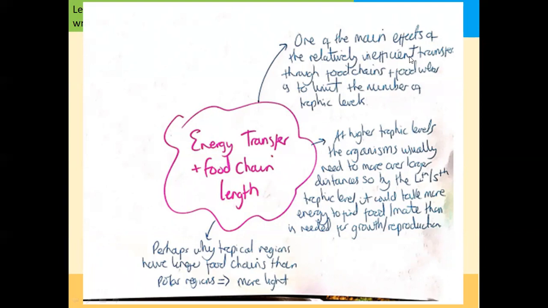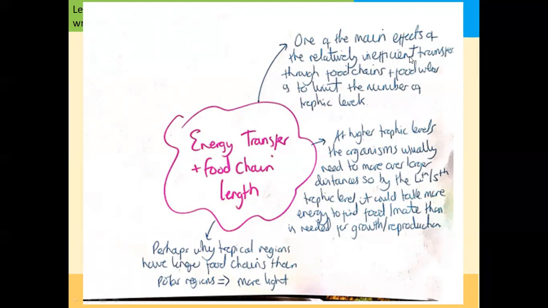The organisms usually need to move over larger distances. So by the 4th or the 5th trophic level, it could take more energy to find food and to find a mate than is needed for growth and reproduction. So the energy supply that you're being given, some of that would obviously be divided up to use for growth, and some of that would be divided up to use for reproduction and supporting the development of a fetus in females, or supporting the production of gametes in both males and females. So some of that energy would naturally go to that.